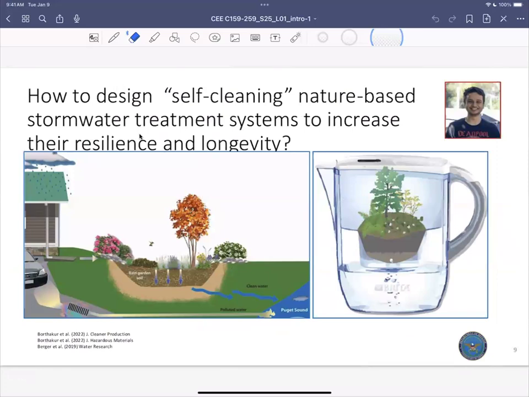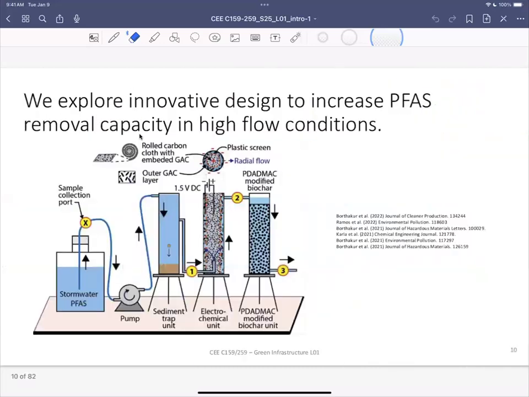The second thing we work on is how to make these green infrastructures, or natural filters, improve their self-cleaning ability. Unlike water filters at home, where we can replace the filter once it's exhausted, in nature we cannot dig up all the soil and replace it. It's very expensive. So the typical lifetime of any green infrastructure is somewhere between 20 to 25 years. So it's very important that we design them to last that long. This is the research we do on that.